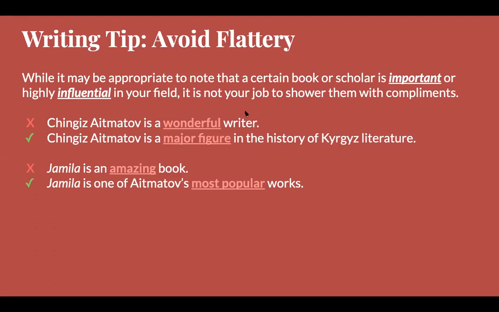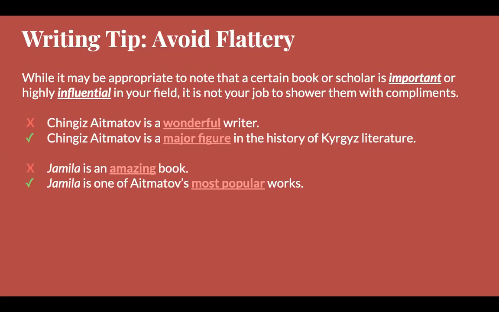One thing that we can see here is that the examples of flattery, the ones with the X, are related to quality and to your opinion, right? Whether something is an amazing book, whether someone is a wonderful writer, that's ultimately a matter of opinion. It's not objectively demonstrable, right? You can't cite a source for that. That's not a book review, right? You can't cite an academic source. You can't give a data set for that, right?